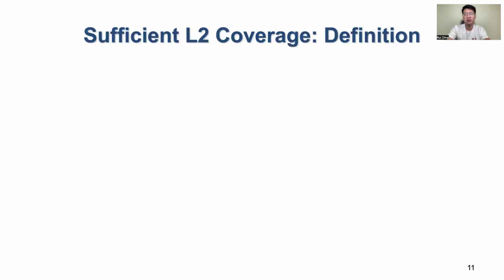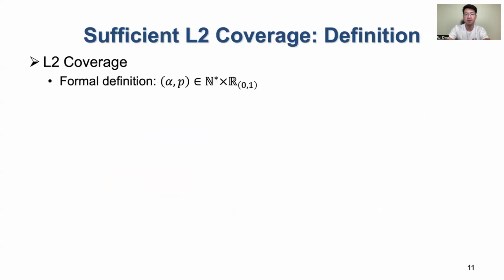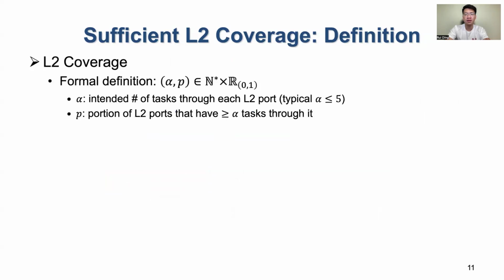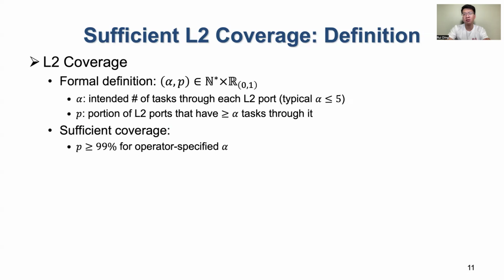Now is the time to introduce the formal definition of layer 2 coverage. We'll express it in 2 variables, alpha and P. Alpha indicates the intended number of tasks through each port, whose typical value is between 1 and 5. P is the portion of layer 2 ports that have at least alpha tasks through them. Then, sufficient coverage implies P is no less than 99% for an operator-specified alpha.